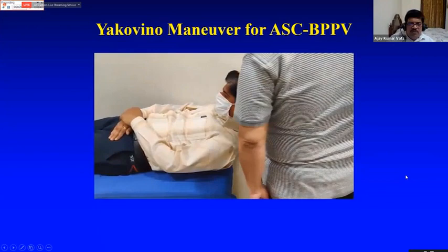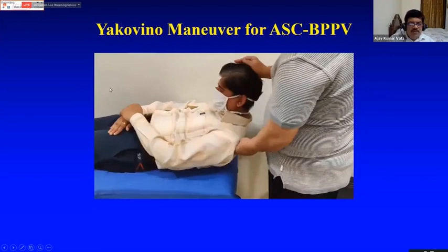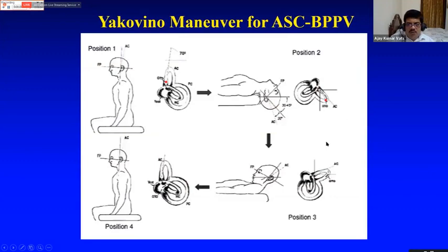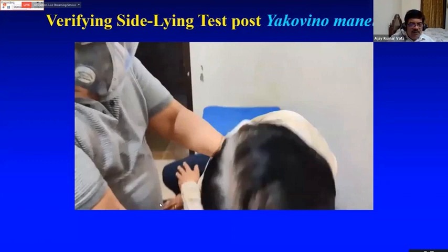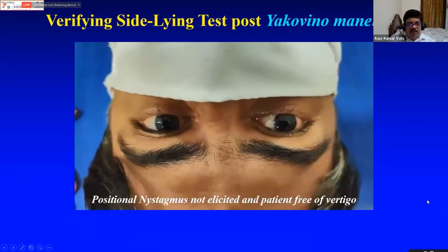3, 4 or 5 such maneuvers are done and a repositioning test is done. This is how the otoconial debris moves from here in position 1 to here in position 2 to here in position 3, and finally it is repositioned back into the utricle, making a cure. A verifying side-lying test post Yacovino maneuver, preferably after 1 hour, did not elicit any nystagmus and the patient was free of vertigo. So this is about the vertical canals, posterior and anterior semicircular canals.